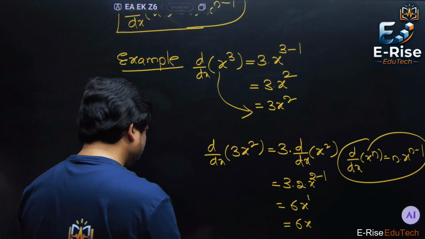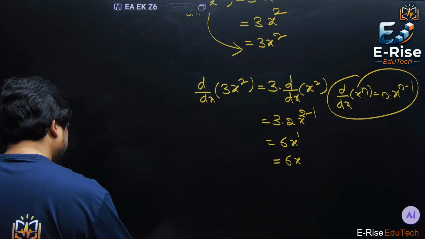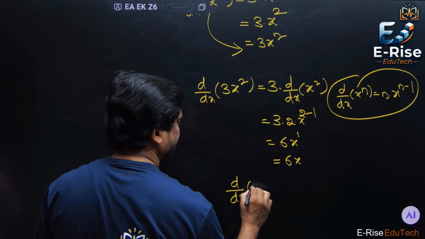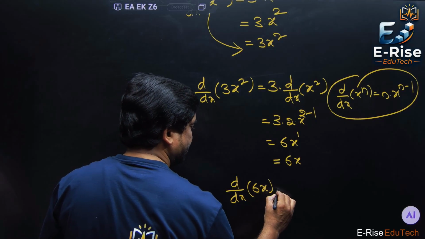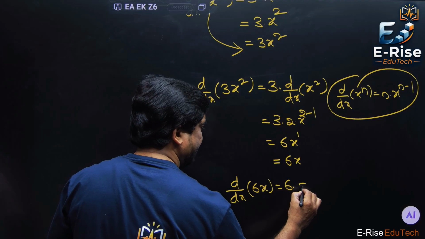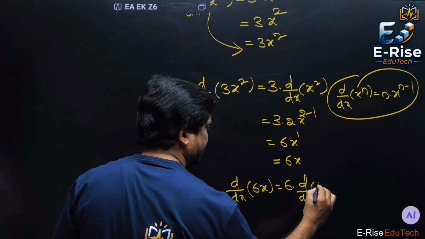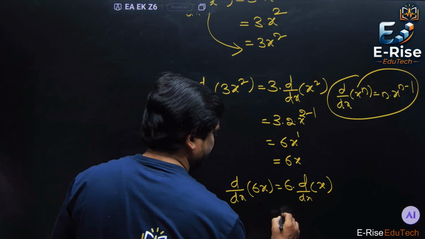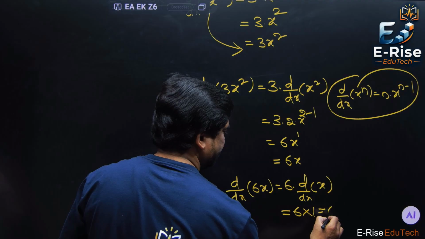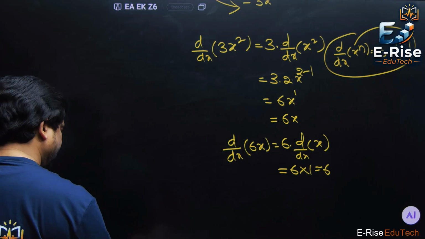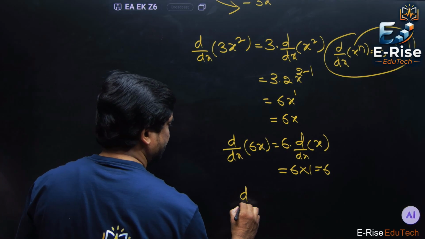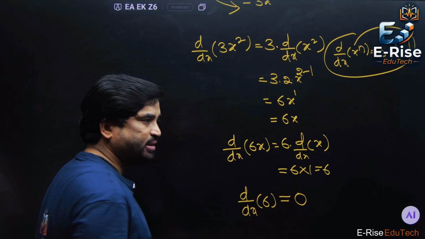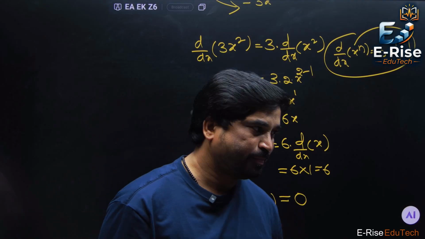Suppose we again apply the same formula: d by dx of 6x. Here the constant 6 is there, 6 written here. d by dx of x is what? Just 1 only. So 6 into 1 is equal to 6. We apply again d by dx of the constant 6. For any constant in differentiation you get a 0.